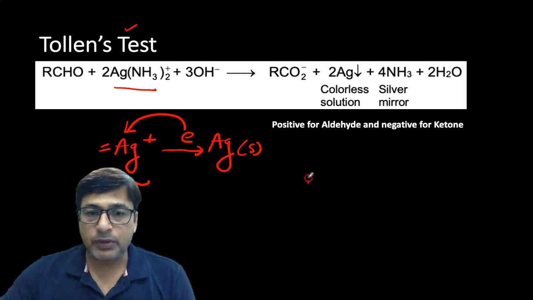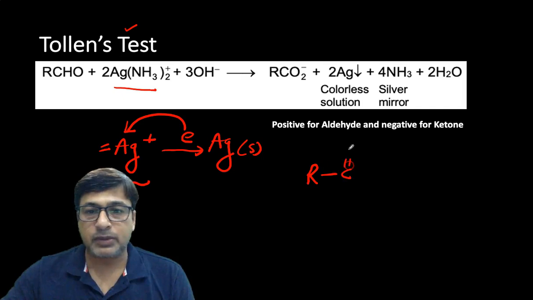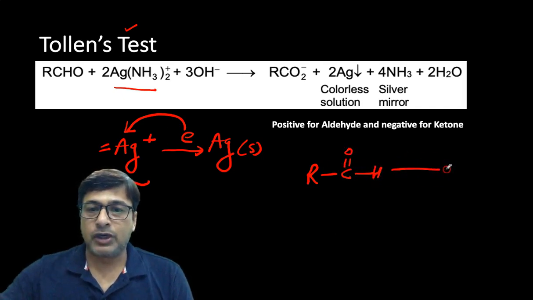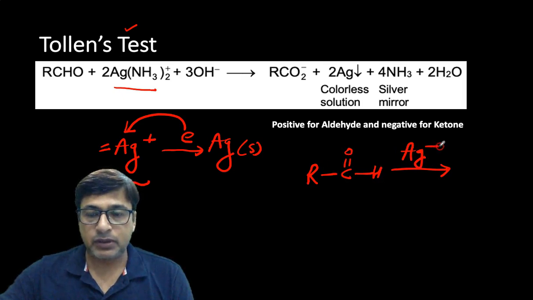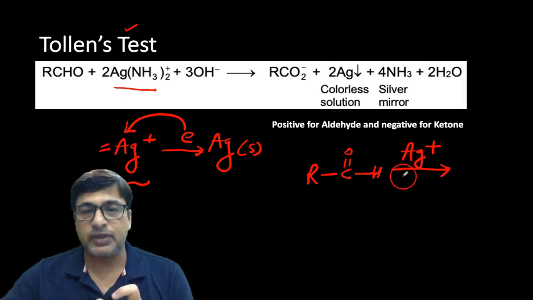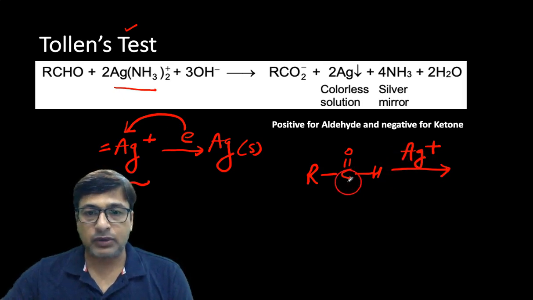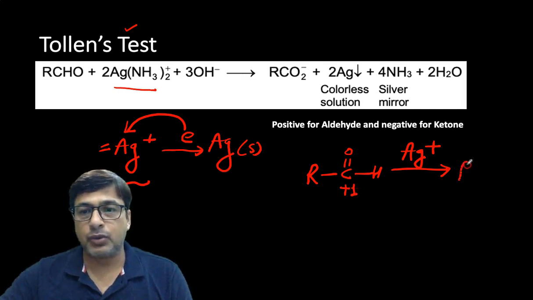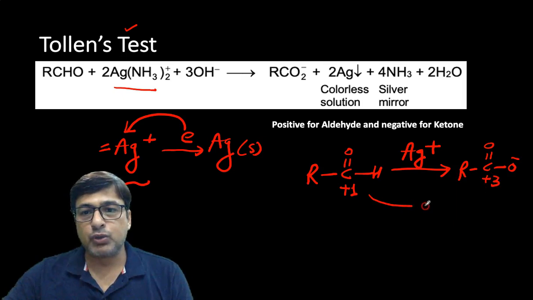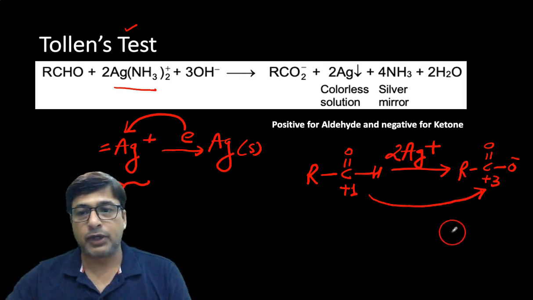Now what happens when you treat aldehyde with Ag plus? So this is the structure of aldehyde, and in Tollens test you take Ag plus. So this Ag plus is an electron acceptor, a weak electron acceptor. So if it accepts electrons, this carbon loses electrons. So the oxidation state of this carbon at this stage is +2. One electron gained from hydrogen, that is +1, and it is converted to carboxylate ion, C double bond O, O minus, where the oxidation state of this carbon is +3. So it loses 2 electrons. If it loses 2 electrons, 2 molecules of silver accept these 2 electrons and convert to Ag solid.